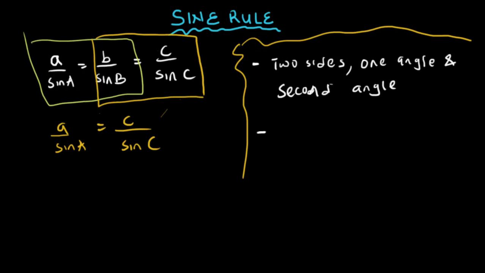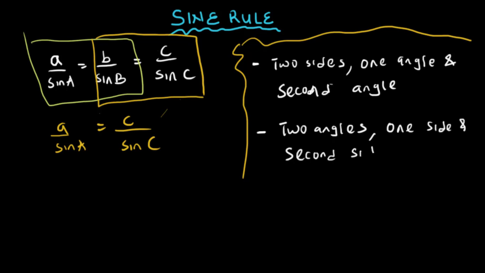The second scenario is when you know two angles and one side, and you are told to find the second side. Do you understand? All things being equal, you use the sine rule when you have these two scenarios. As you solve, you will realize that the side must be facing the angle. Having said this, let's take an example.